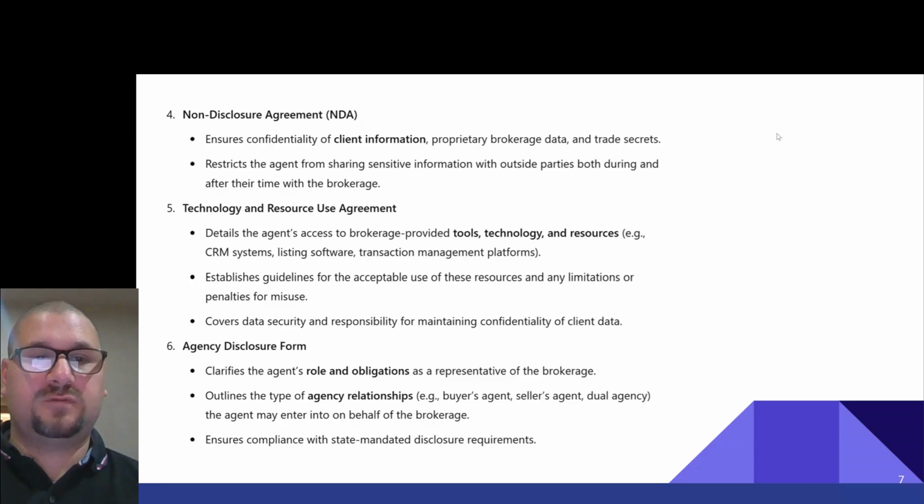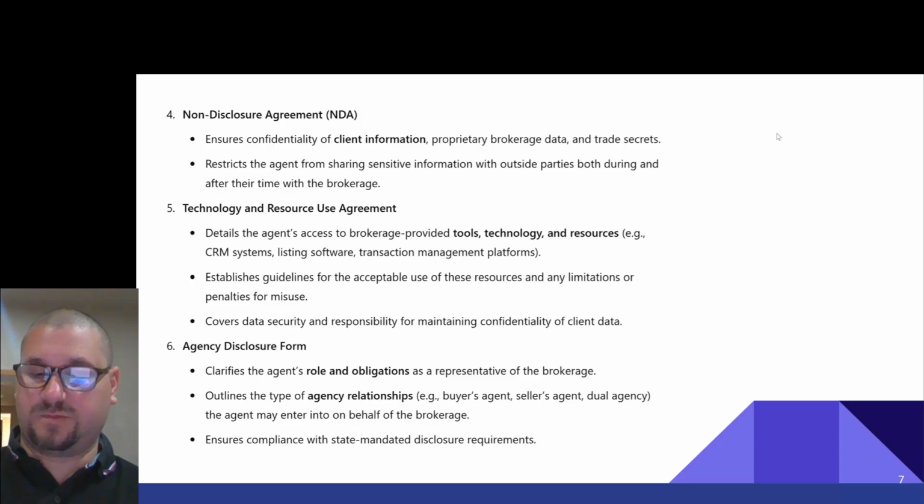The agency disclosure form clarifies the agent's role and obligations as a representative of the brokerage. It's going to outline types of agency relationships, for example buyer's agent, seller's agent, dual agency, that the agent may enter into on behalf of the brokerage, and ensures compliance with state-mandated disclosure requirements.